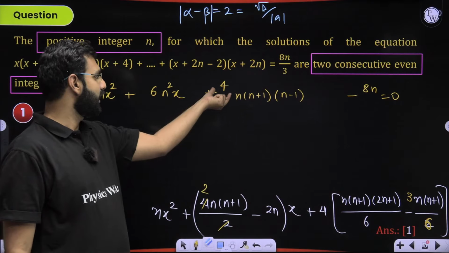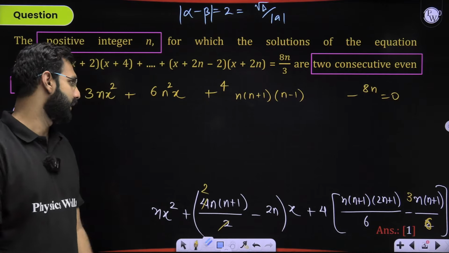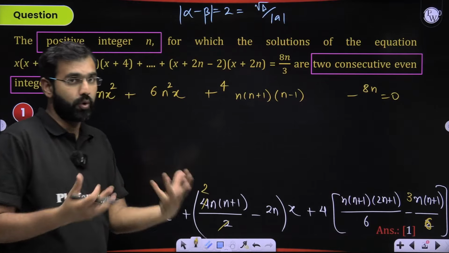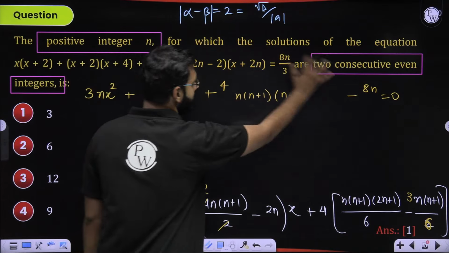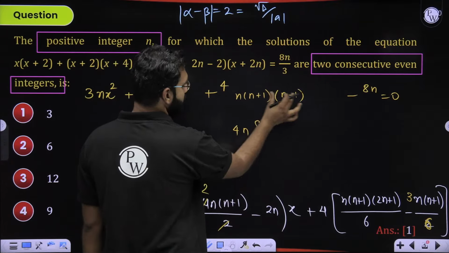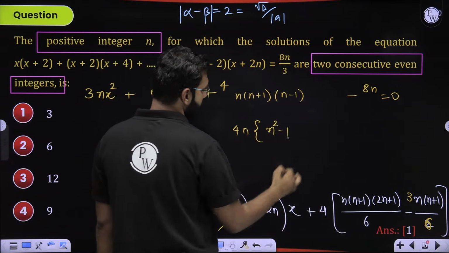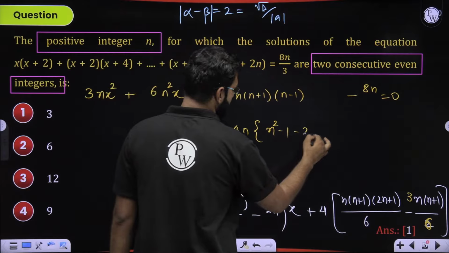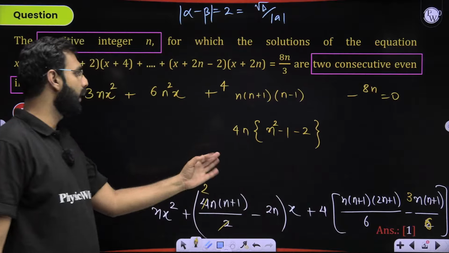So if I take minus 4n common, why am I doing so? Let me do that first, so that our equation looks simpler. I'm simplifying this particular part. If I take 4 in common, I'll be left with n plus 1 into n minus 1. That is what? n square minus 1. And what have I taken common? I have taken 4 in common. So that leaves you with minus 2. So it basically becomes n square minus 3.